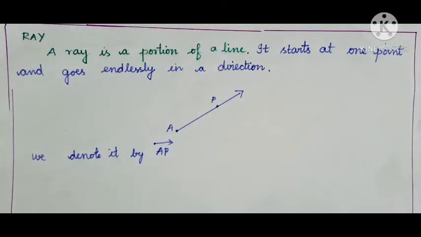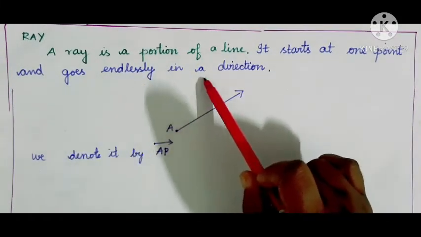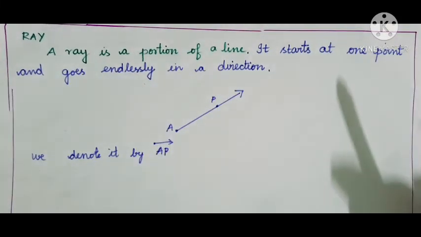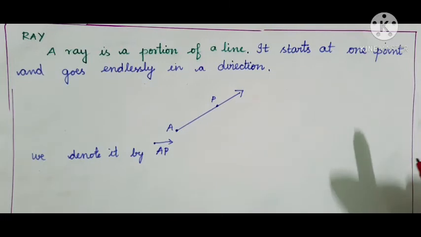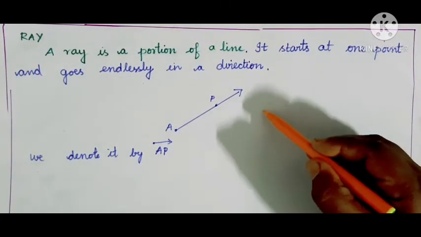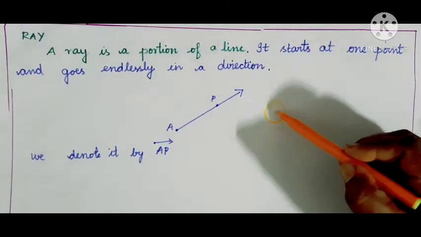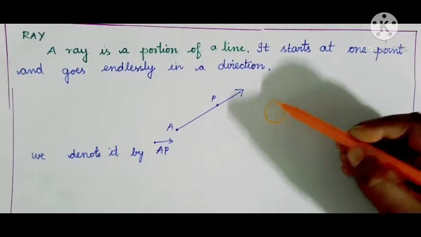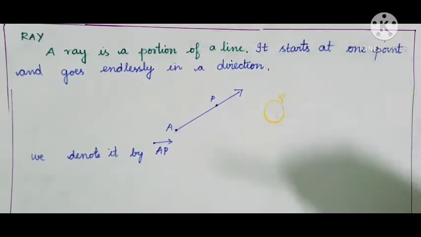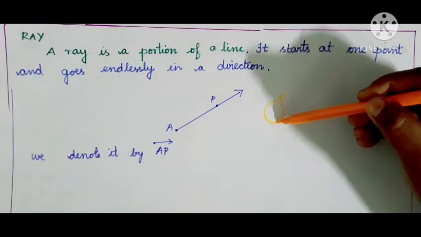Next, we are going to talk about a ray. A ray is a portion of a line. It starts at one point and goes endlessly in a direction. To understand this, imagine sunlight. Sunlight has a starting point. Imagine, this is the starting point. So the ray falls on you.